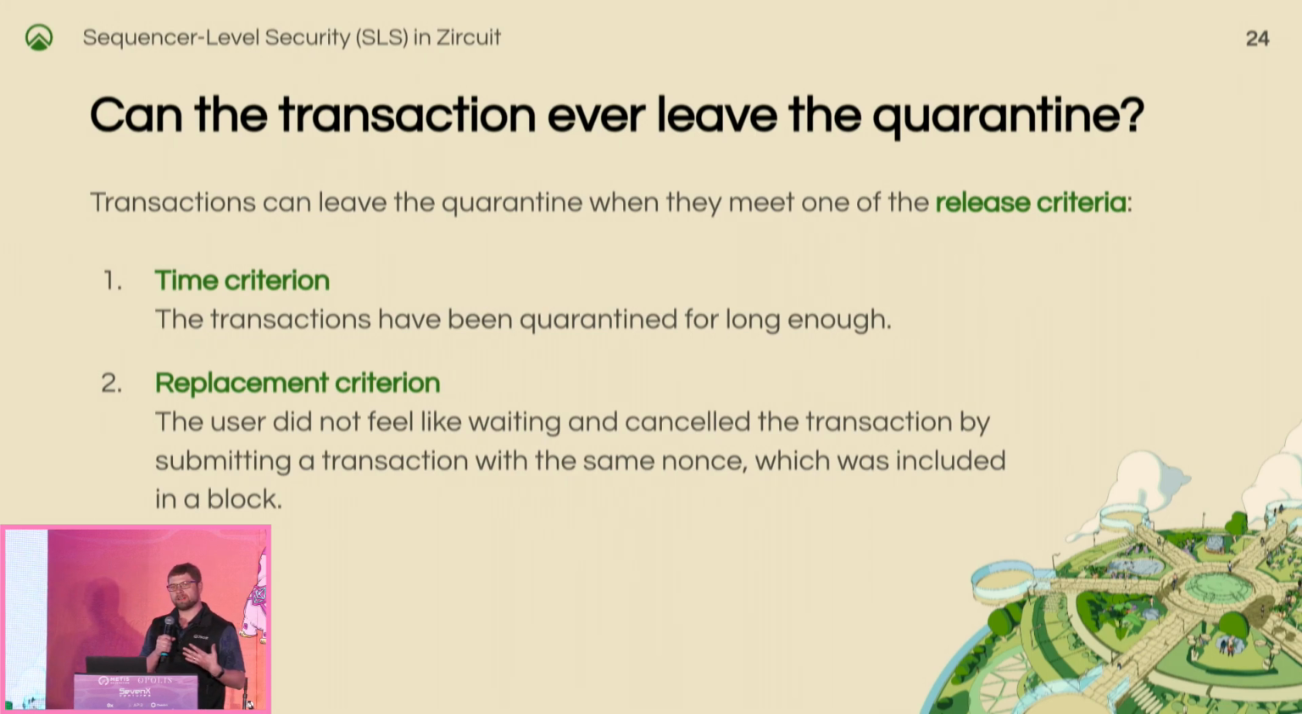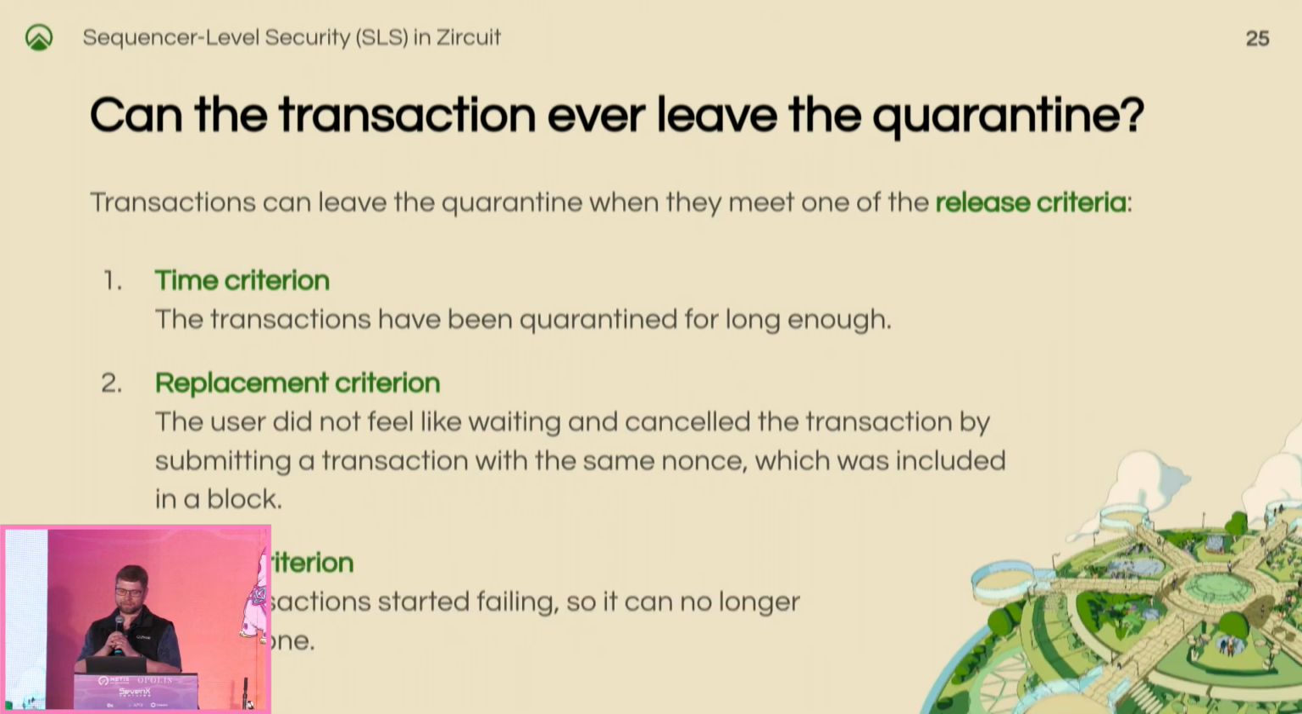So you yourself can choose to actively replace the transaction, because this is how we cancel transactions from mining from blockchains. And this is what we call the replacement criterion. If there was a transaction already included in the chain with exactly the same nonce from exactly the same sender, this meets the replacement criterion, the transaction makes it out of quarantine, and it will be dropped by Geth.